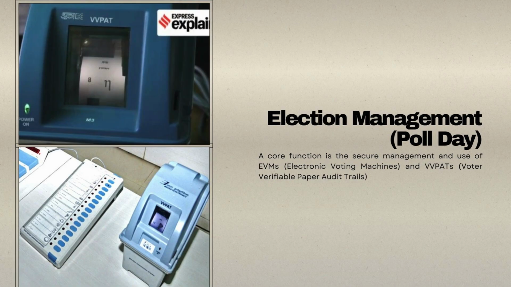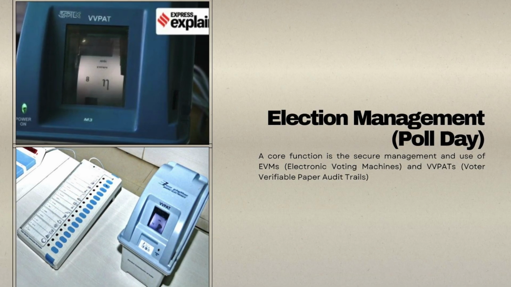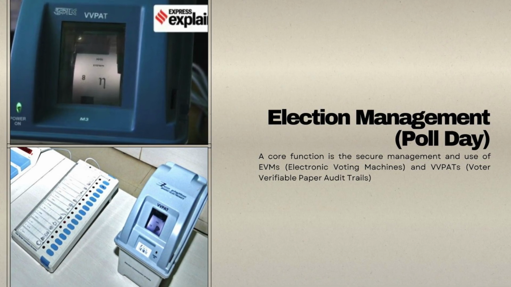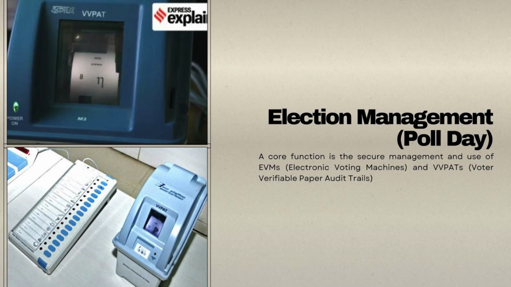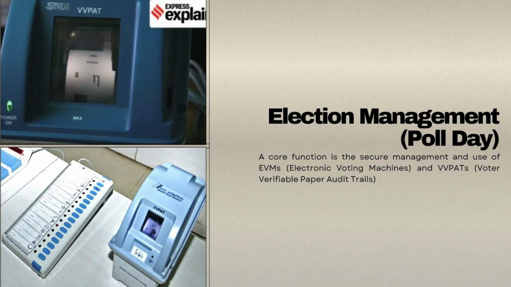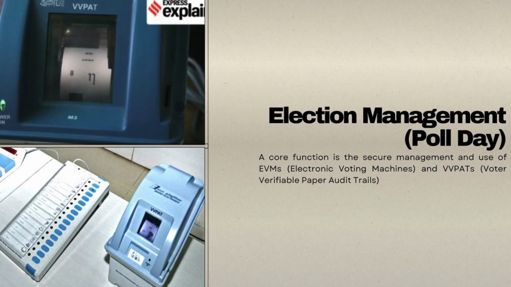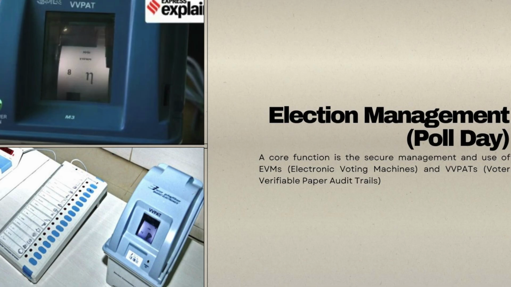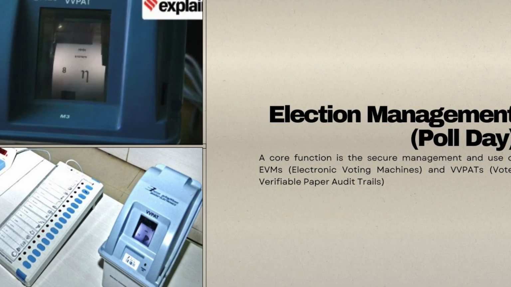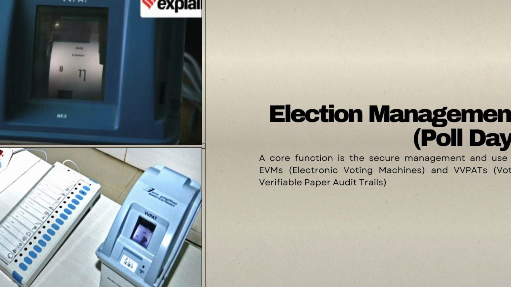On poll day, the ECI's function shifts to large-scale execution. The key technological function is the secure management and use of EVMs, electronic voting machines, and VVPATs, voter-verifiable paper audit trails. This shift was a major reform to counter previous issues of electoral fraud and improve confidence. The ECI's ability to deploy millions of staff and security forces securely is a testament to its administrative capacity.